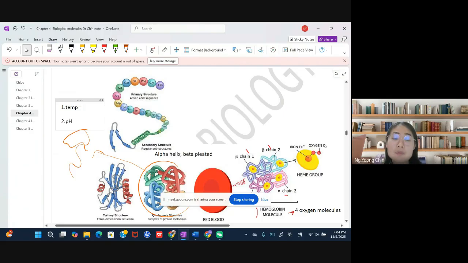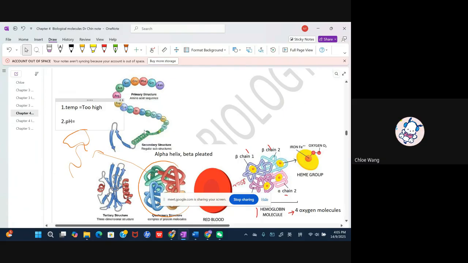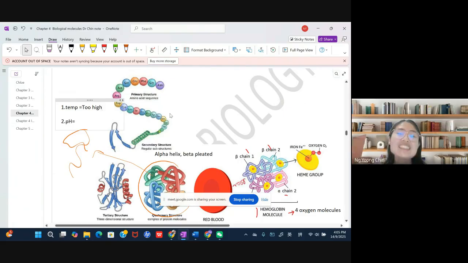Okay, so this brings us to our chapter for today, which is enzymes. Later we'll talk about how enzyme structure is affected by those 2 factors, temperature or pH. If the temperature becomes very high, too high a temperature, you heard about kinetic energy, right? So tell me, whenever the temperature increases, how about the kinetic energy? Will it increase or decrease? Increase. Yes, it increases.